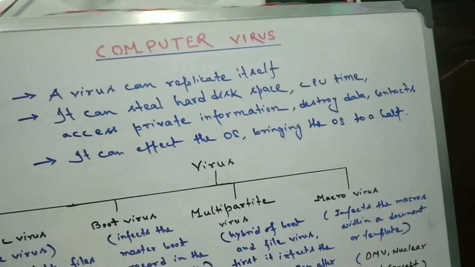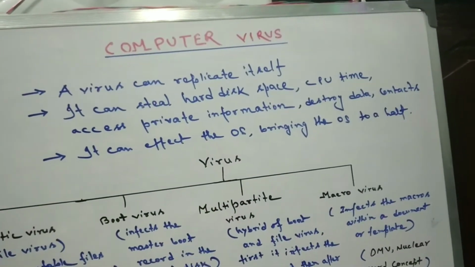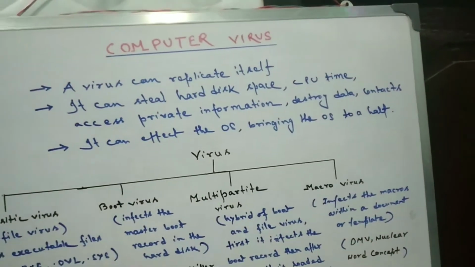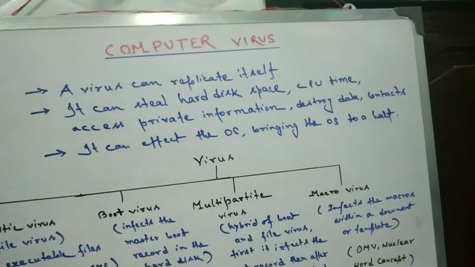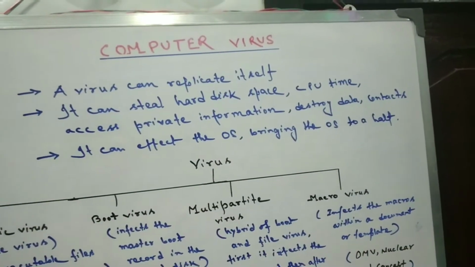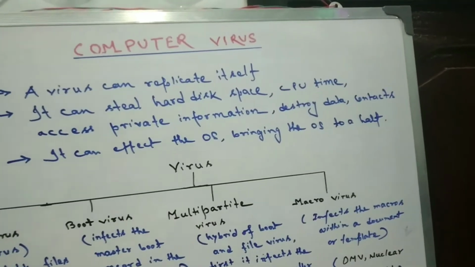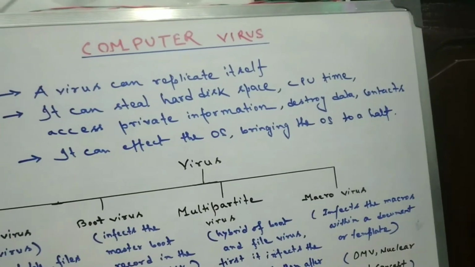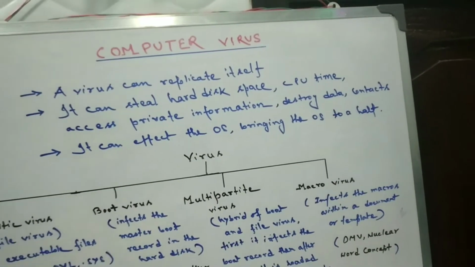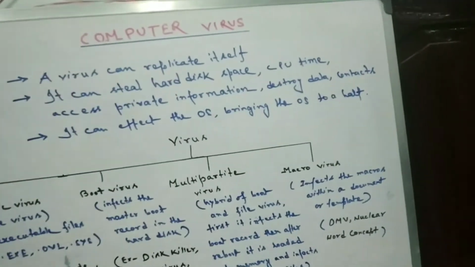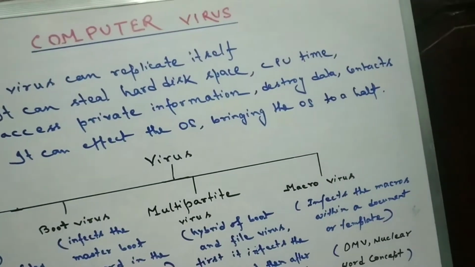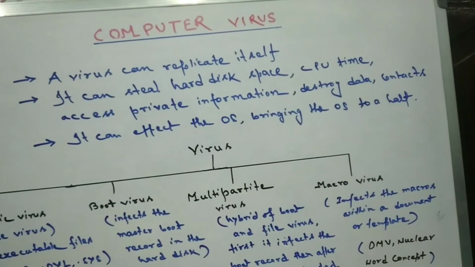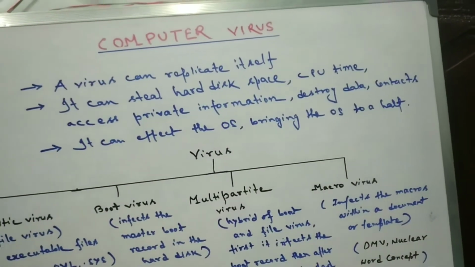The second thing is it can steal hard disk space, CPU time, access private information, and destroy data and contacts. It can steal the whole space of the hard disk. It can damage the operating system's files. It can slow down the CPU time. It can access your private information. It can destroy important data, information and contacts.